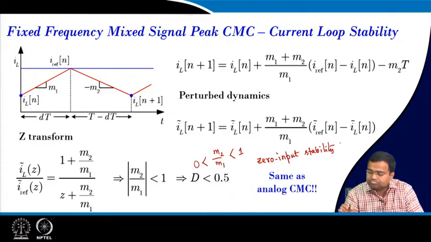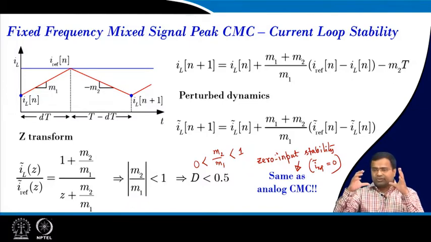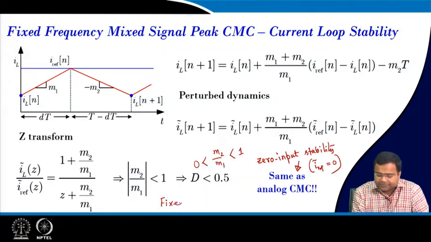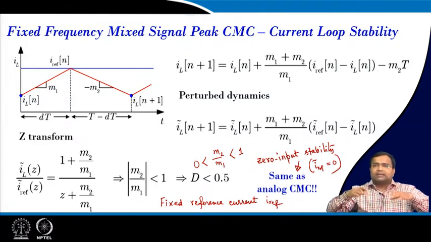The zero input stability is the same, where the IREF perturbation we are considering to be 0, because it is an analog current loop. So, you are only considering the initial current perturbation. But I will show you that if we consider the IREF perturbation with closed loop, then the stability criteria will be different, and analog control and digital control will be significantly different because of the sampling effect. But in this case, we are not showing that. Here, we are showing that for a fixed reference current IREF, the inner loop stability for both mixed signal and analog current mode control are the same.